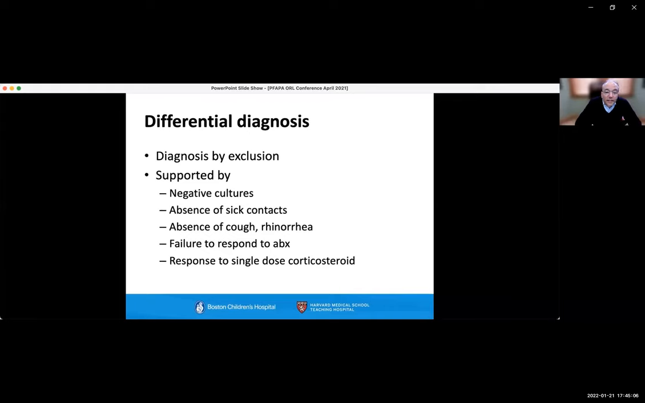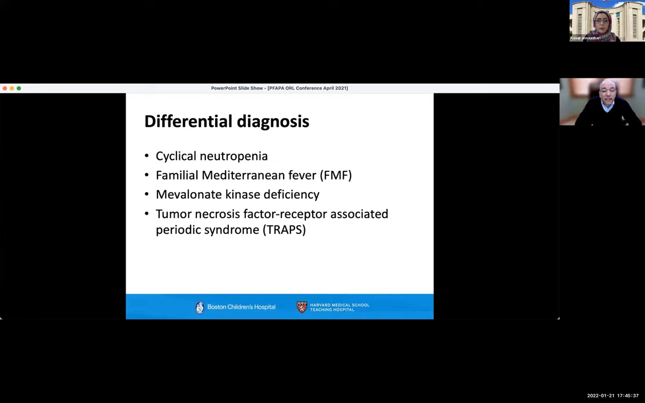So for the differential diagnosis, this is really a diagnosis of exclusion, and it has to be supported by negative throat cultures, absence of sick contacts, absence of cough, rhinorrhea, or other symptoms that would suggest upper respiratory tract infection, the failure to respond to antibiotics, and the response to a single dose of corticosteroids. Typically, one dose will bring the fever down within 12 hours. Other things to consider include cyclical neutropenia, familial Mediterranean fever, mevalonate kinase deficiency, and tumor necrosis factor receptor-associated periodic syndrome.